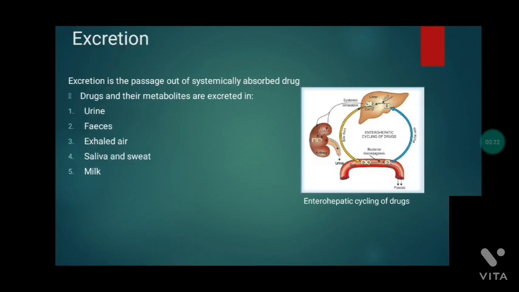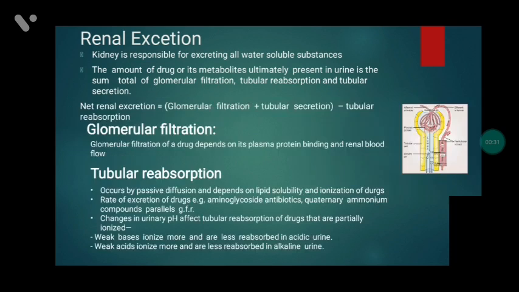Excretion is the removal of systematically absorbed drug. Drug is removed via urine, feces, exhaled air, sweat, saliva and milk. Renal excretion: all water-soluble substances are excreted via kidney. The amount of drug present in urine depends upon the total of glomerular filtration, tubular reabsorption and tubular secretion. So basically, net renal excretion is equal to glomerular filtration plus tubular secretion minus tubular reabsorption.